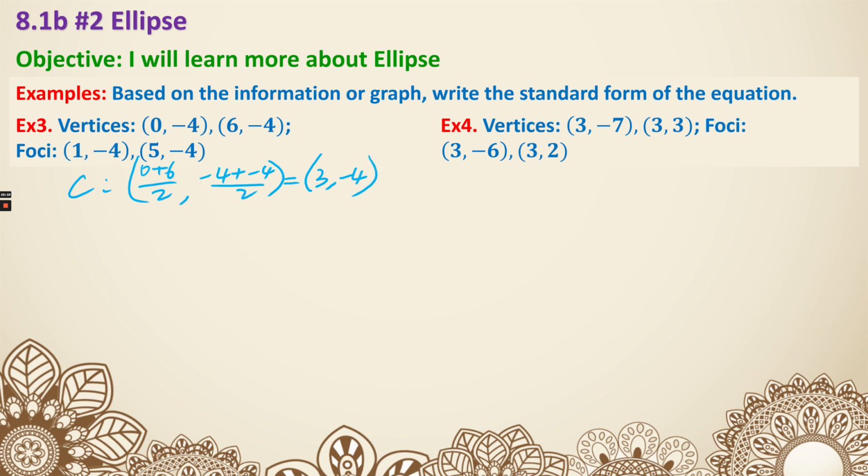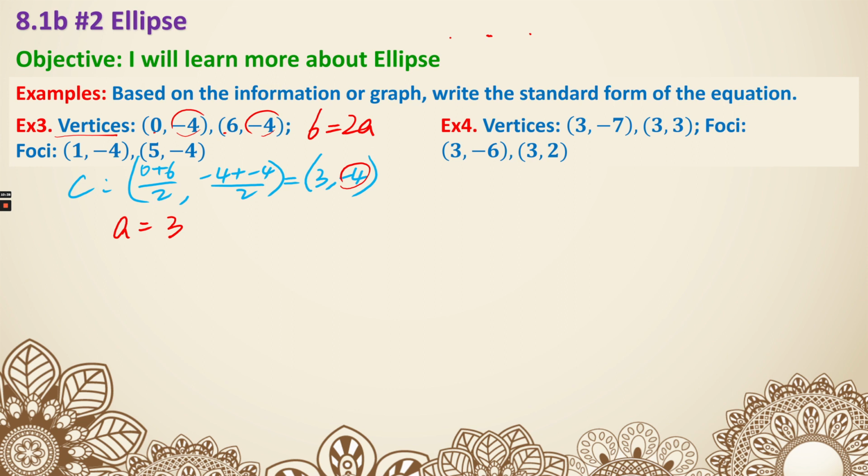As you may notice, these vertices, they all have the same y value. Same y value means they're the same height, so that means my vertices would actually be horizontal, and my a, so this is where you're going to need to know the distance between the two vertices. The two vertices are 6 away, and 6 would have to be 2a, so my a will be a 3.